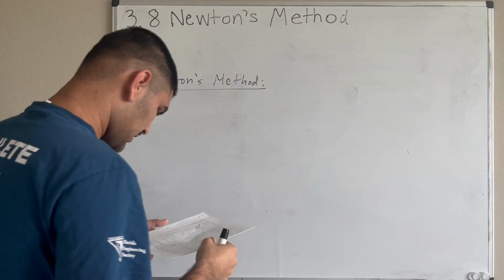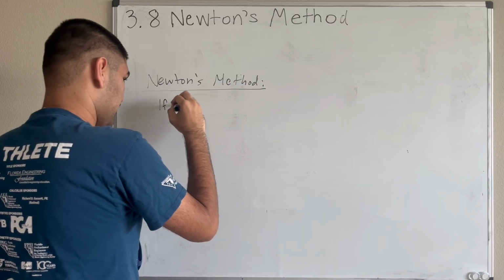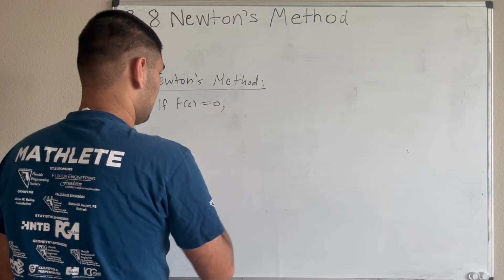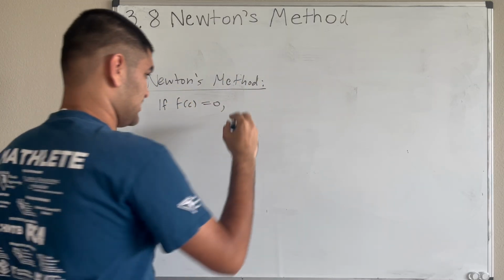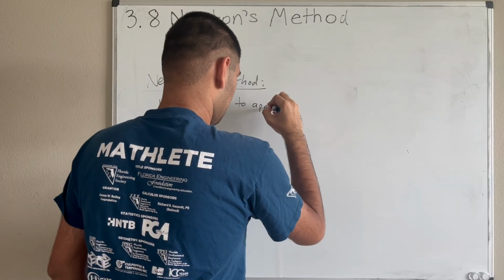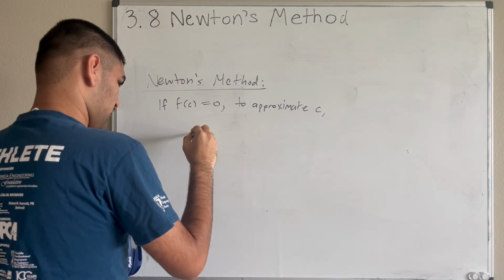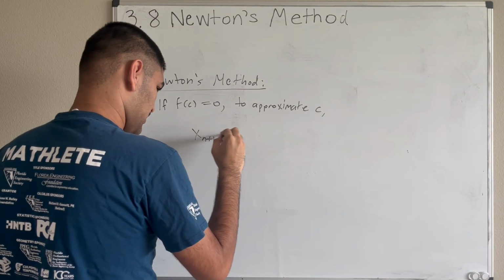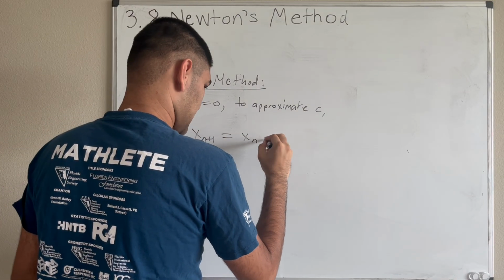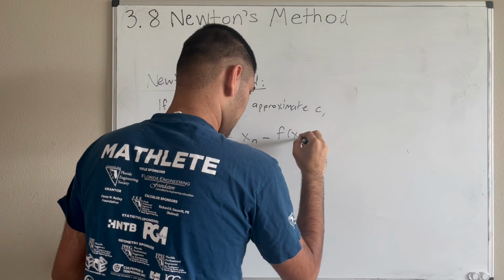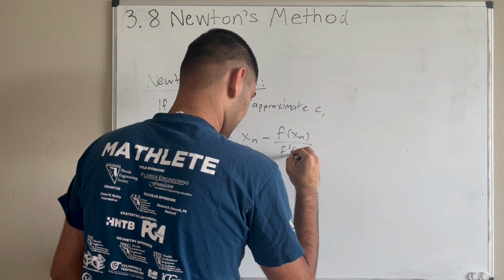All right, so basically we have some 0 of f, right? So if f of c is equal to 0, Newton's method helps us approximate c. So to approximate c, we can use the following formula. So xn plus 1 is equal to xn minus f of xn divided by f prime of xn.